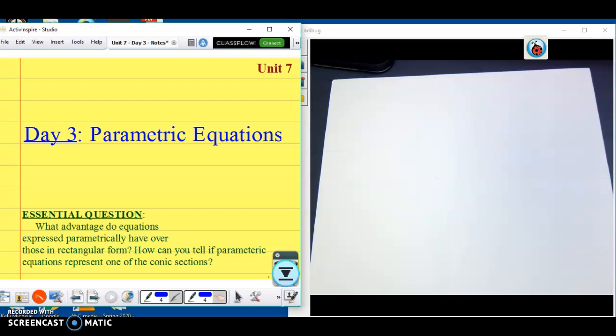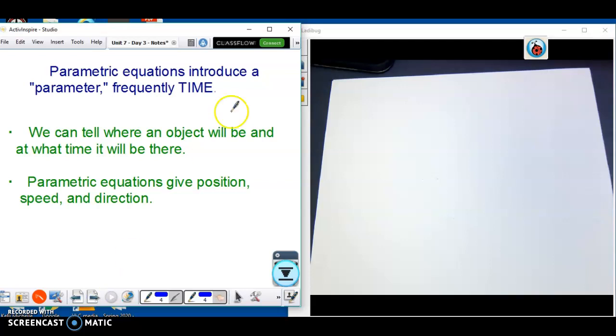Okay, so our next topic for Unit 7 is called parametric equations. This is a very new concept that you have not talked about. I like parametric equations though because it's going to bring in things that we have talked about over the course of the semester. Parametric equations introduce a new parameter, which is why they're called parametric equations. Frequently it's going to be time. Sometimes it could be an angle.